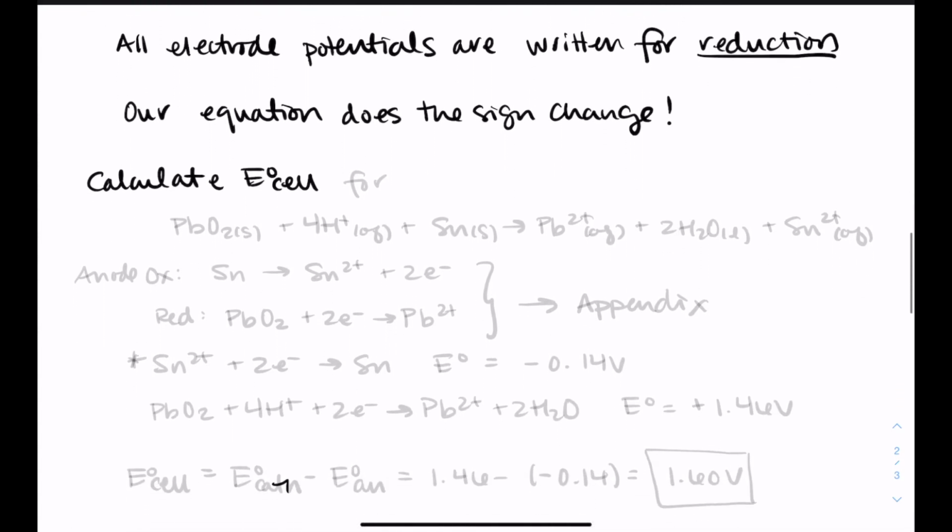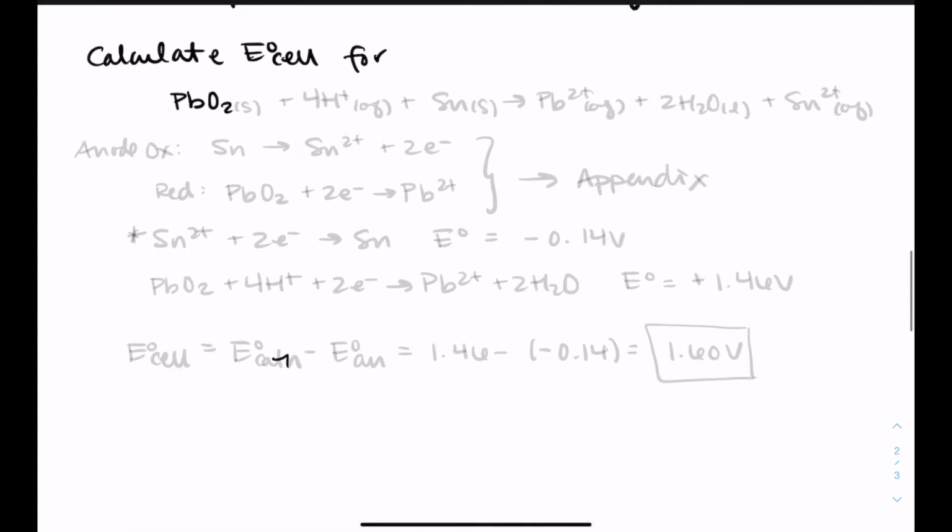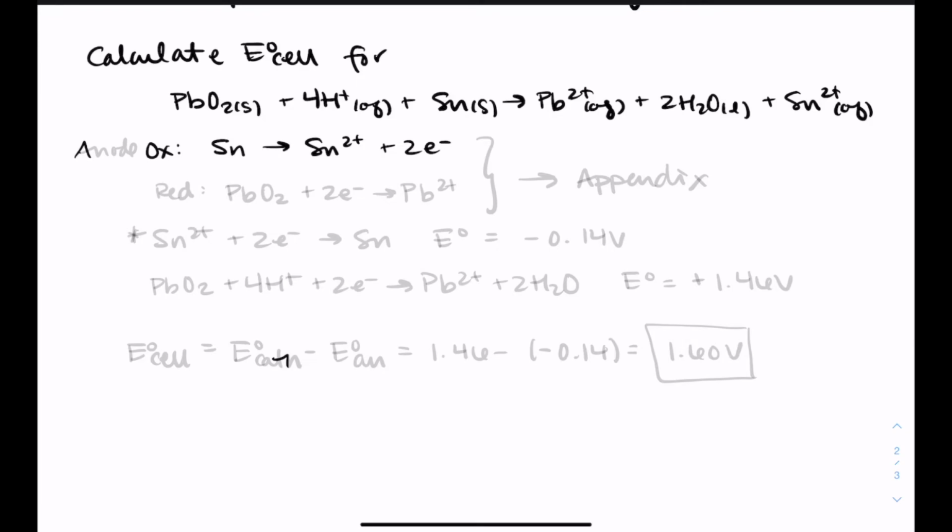So for our example, we're going to calculate the standard cell potential for this full reaction. From this full reaction, there's a lot going on. We will have to pull out what is oxidation, what is reduction, get the standard electrode values, and then plug them into our equation to get the potential for the entire cell. So lead, what is this? Lead 4 oxide plus 4H plus tin turning into lead 2 plus 2H2O plus tin 2 plus.